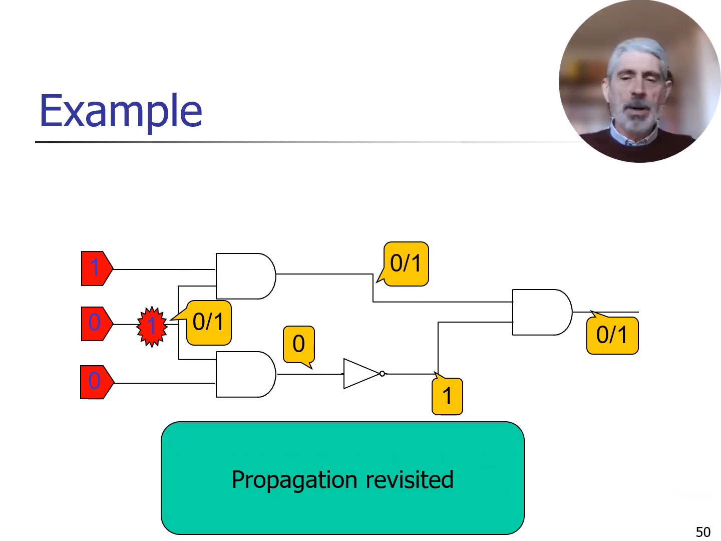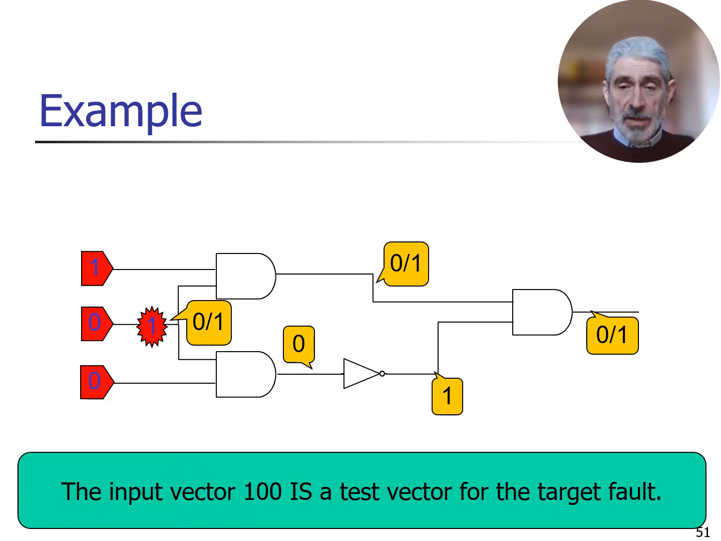Clearly, in this case, the problem can be easily solved. I could simply use the upper path, leaving this 1 on the upper input, and blocking the propagation of the error through the lower path by forcing a 0 on the lowest input signal. In this case, there is no reconvergence of the fault effects, and the fault can be easily detected on the output. So 1, 0, 0 is a test vector for the fault we were considering.